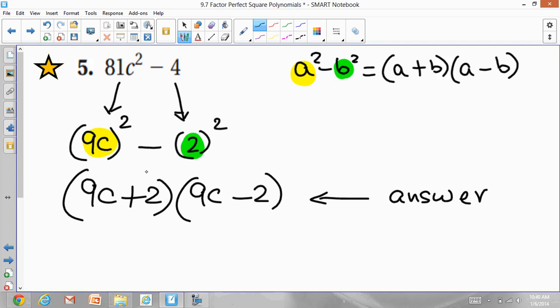Now, if you were to take this answer and use the table method or the FOIL method and solve it, you're going to get back the question, which is this.